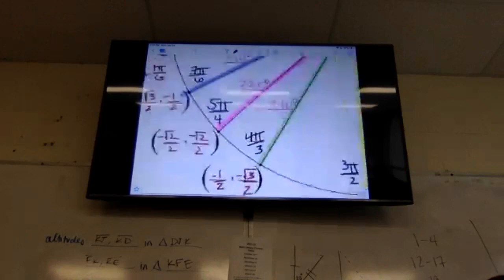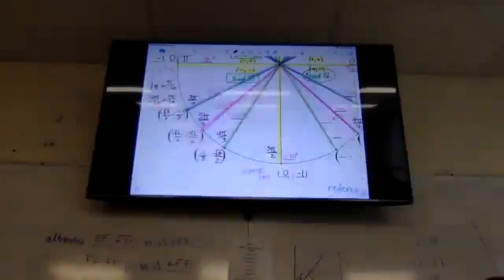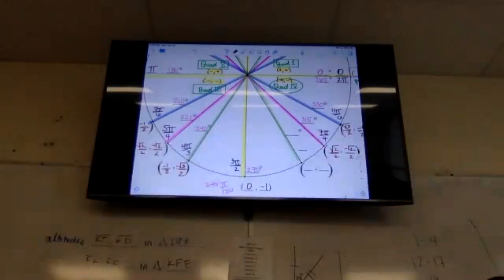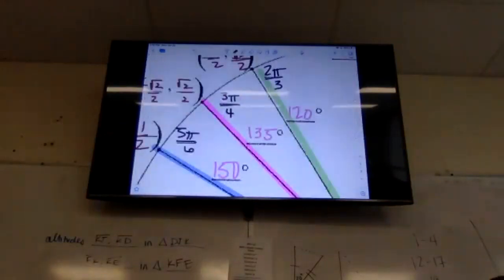A little trick some people remember is that in this third quadrant, see how all of the numerators are 1 more than the denominator. So 7 over 6, 5 over 4, 4 over 3. It's like a little hint some people use to help remember it. Just that quadrant. Quadrant 2, the numerator is 1 less than the denominator. So the denominator is 1 more. 2 over 3, 3 over 4, 5 over 6.